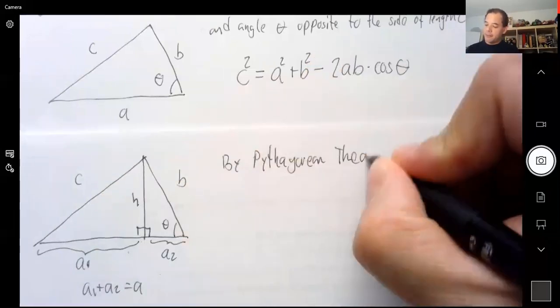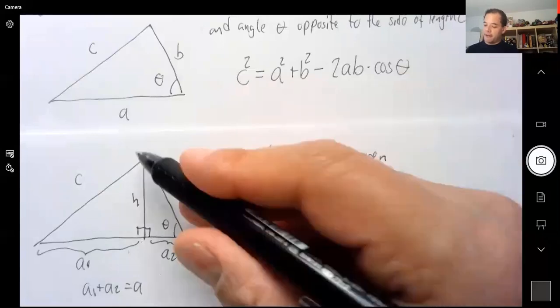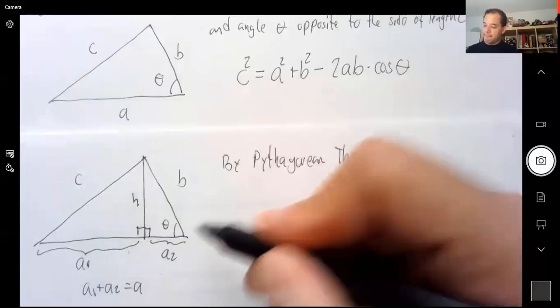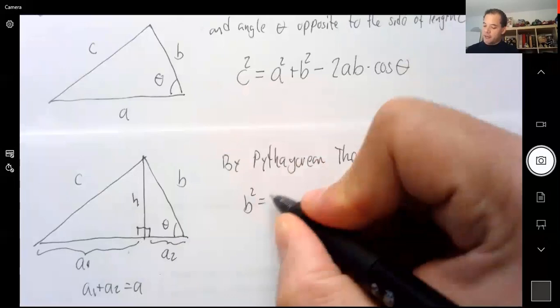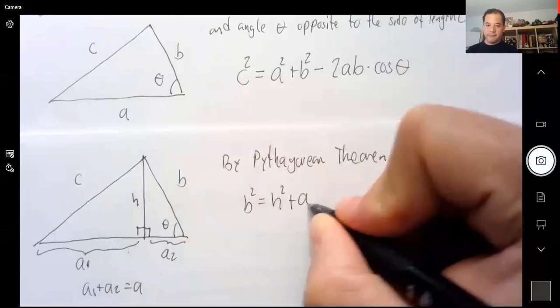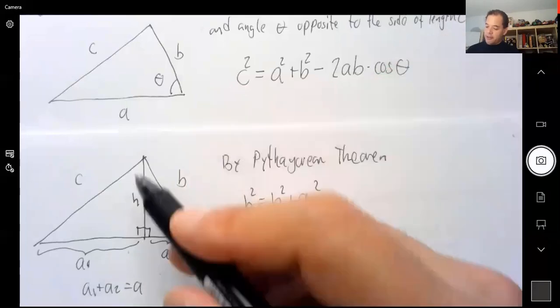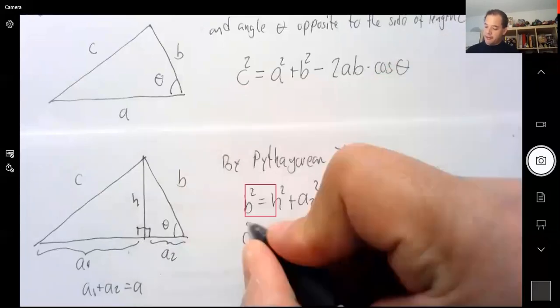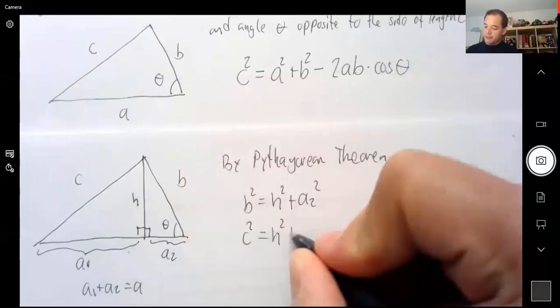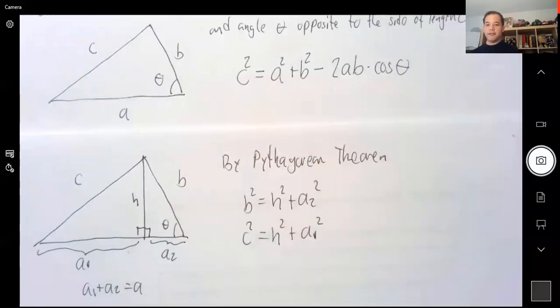What do we have by the Pythagorean theorem? We have that b squared is h squared plus a2 squared, right? That's on the little one. And on the bigger one, we have c squared is h squared plus a1 squared, correct?